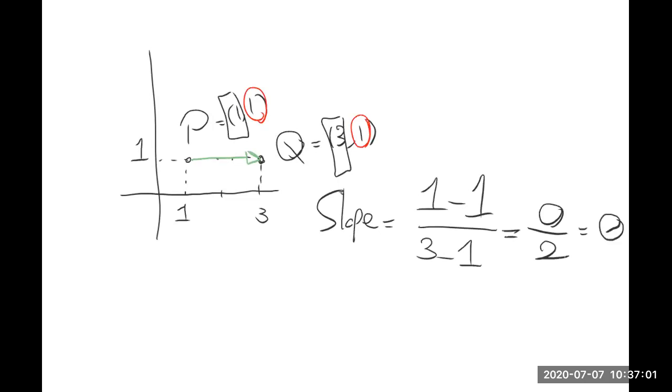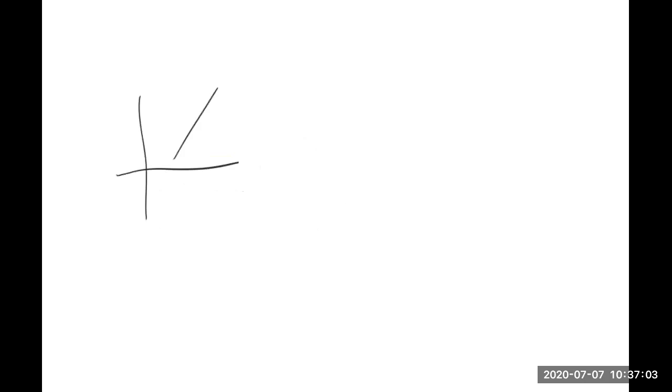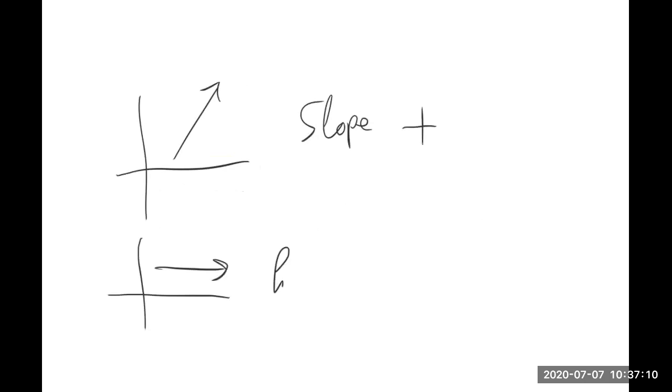So let's summarize. If we have a vector which goes upward, the slope is going to be positive. If it's horizontal, slope is going to be 0. If it goes downward, the slope is going to be negative.